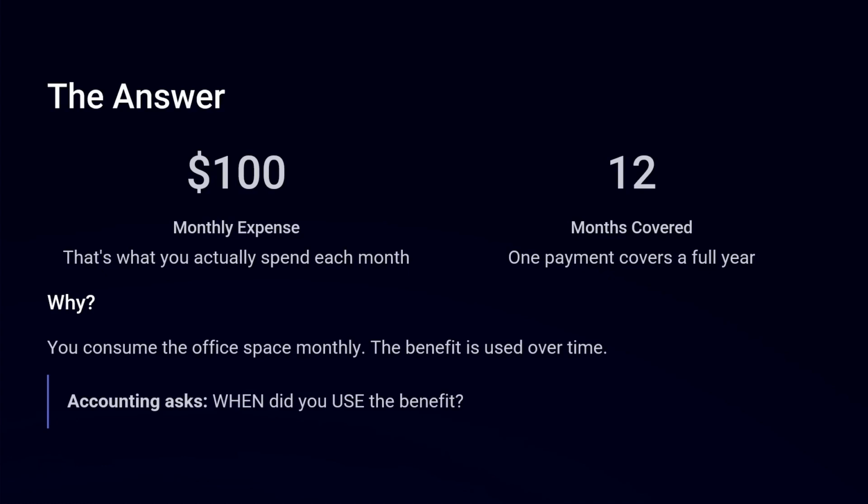Why is it like that? You have $100 monthly expenses. That's what you actually spend each month. You cover 12 months. Your one payment in January covers a full year. Why? You consume the office space monthly. The benefit is used over time. Accounting asks, when do you use the benefit?